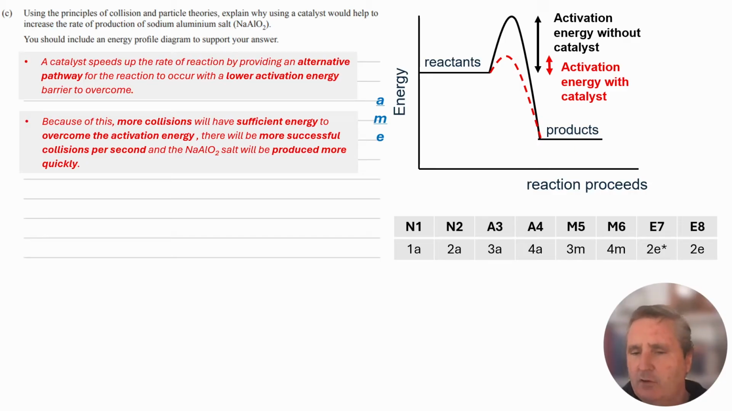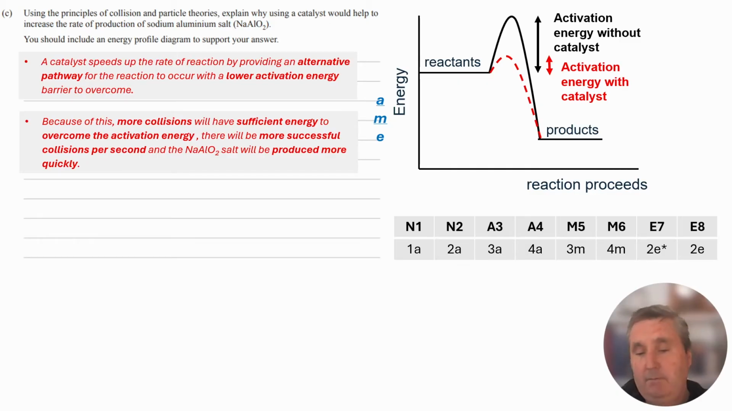Now if we were able to put both of those terms down, alternative pathway and lower activation energy, and draw this graph, they'll give us the merit. If we had just one of those terms, we'd get the achieved. If we were able to put that together and explain in this second paragraph I've written here, you've got the excellence.